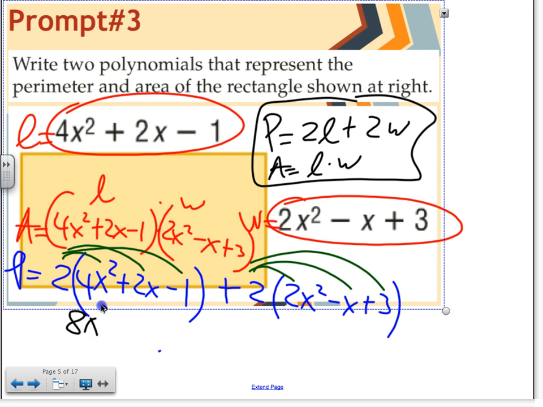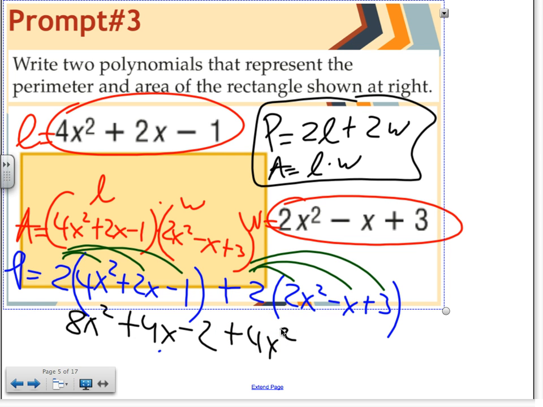8x squared, okay. What is 2 times 2x? 4x, so plus 4x. Next, what is 2 times negative 1? Negative 2. Okay, then move on to this side. What is positive 2 times 2x squared? 4. So positive 4x squared.